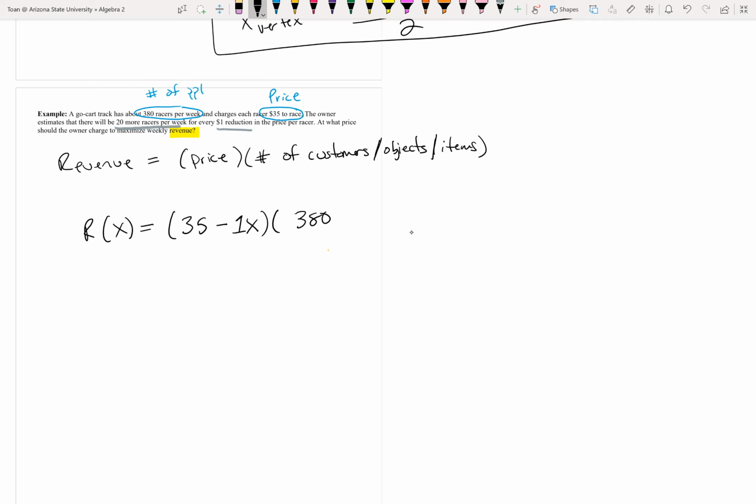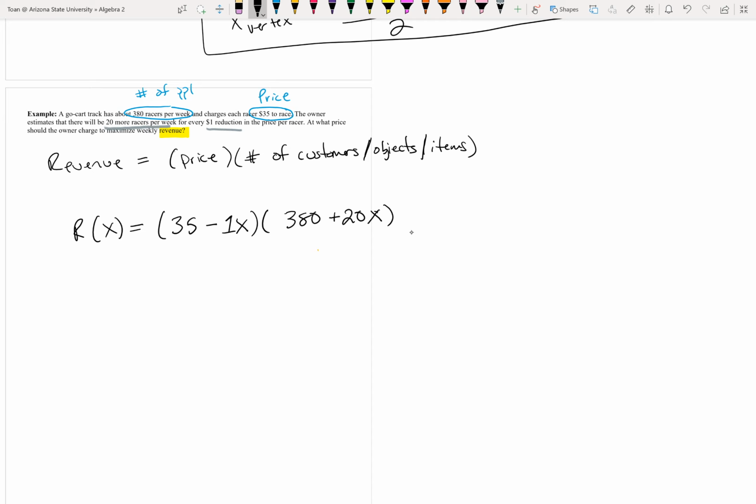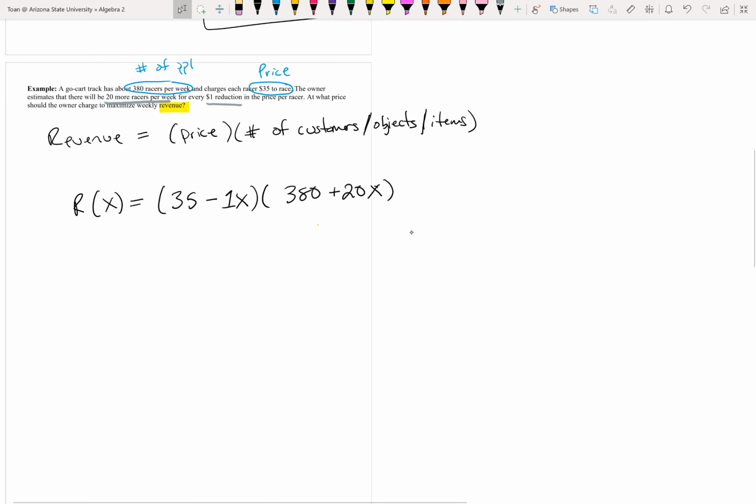But every single time we reduce the price, what should happen? According to the story, 20 more racers per week. So when there's 20 more, that's adding. So I'm adding 20 more racers. But again, how many times are we reducing the price? Are we reducing the price 1 time? So there's 20. Are we reducing the price 2 times? So there's 40. We don't know. So it has to have a variable attached to it. There we have our function.